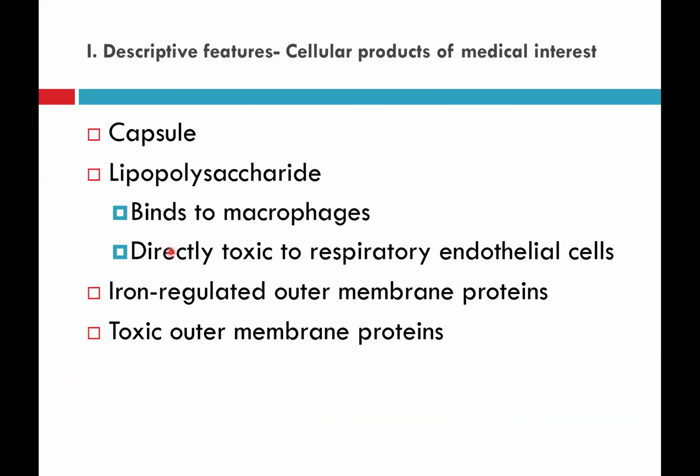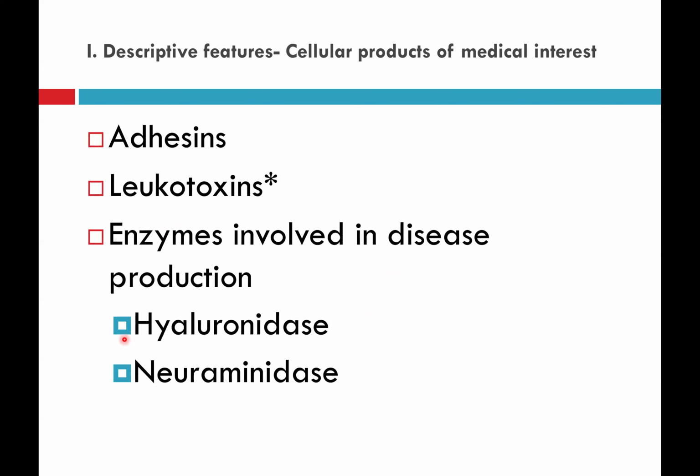So apart from the capsule, we mentioned the LPS. The role of the LPS is to bind to the macrophages and cause direct toxicity to the respiratory endothelial cells. They also have the iron-regulated OMPs and toxic OMPs. This bacteria will have adhesins for attachment to the epithelial cells, leukotoxins as a defense mechanism. They will produce enzymes as well, which is the hyaluronidase and your neuraminidase.